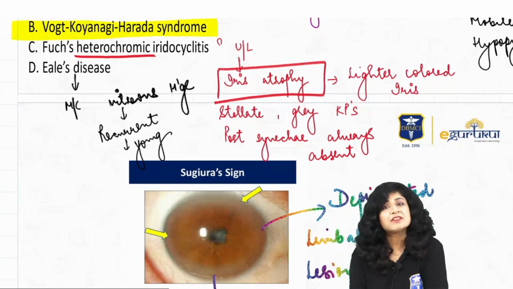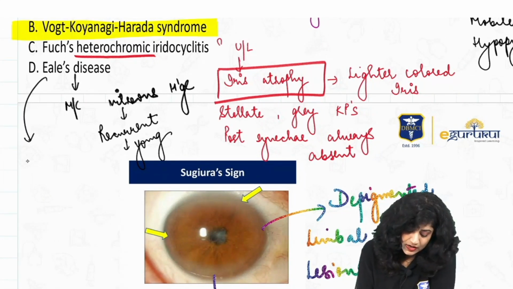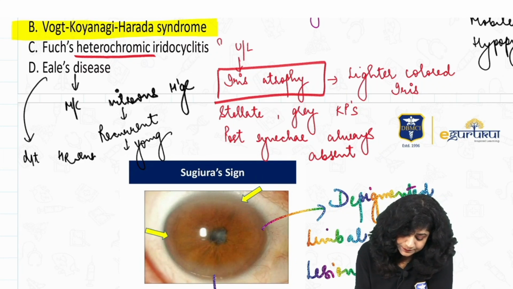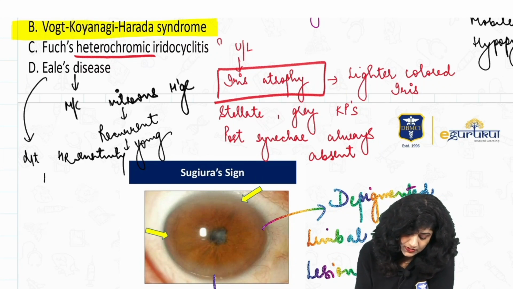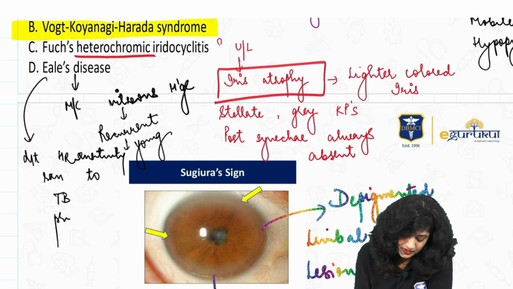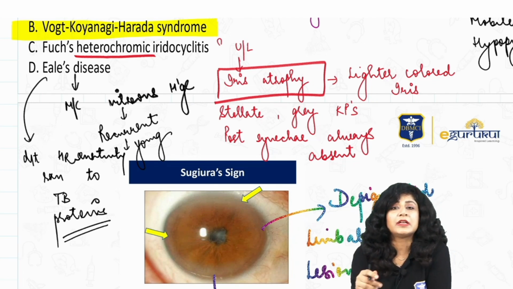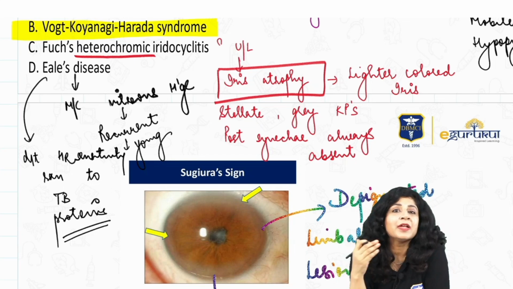Why do we have this Eales disease? It is due to a hypersensitivity reaction to the tubercular proteins. Whenever we have a hypersensitivity reaction to the tubercular proteins, we call it Eales disease.